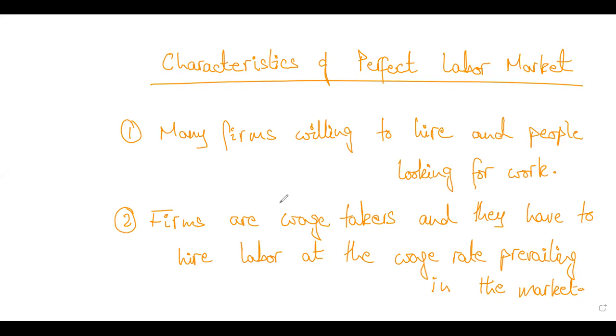Now, the first thing that you need to know for perfect labor market is that there are many firms willing to hire and many people willing to work, right? So it's not a few companies, and similarly, there are not a few people. Then the second thing that is important here is that firms are wage takers and they have to hire labor at the wage rate prevailing in the market, right? Now, what does that actually mean? I'll show you in a bit with the help of a graph, so you don't need to worry about it. Then the third point is that labor has a homogeneous skill set.